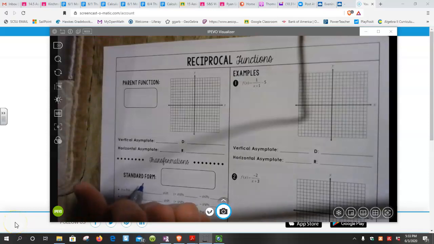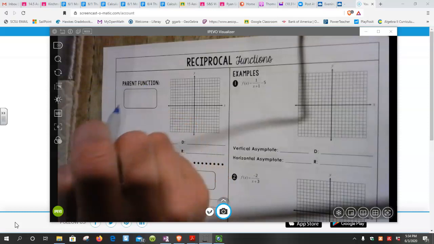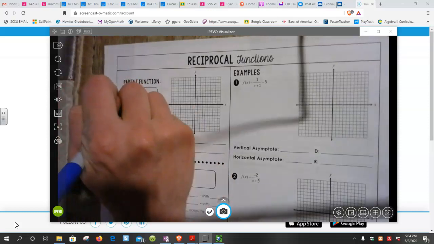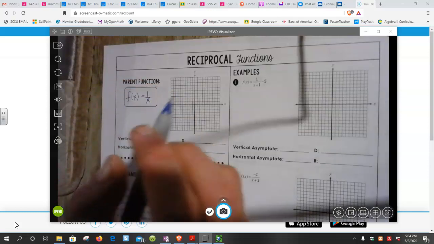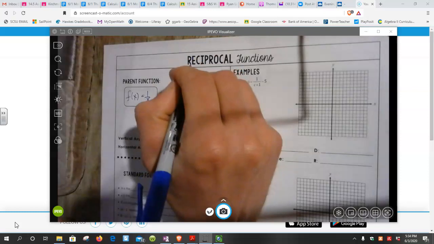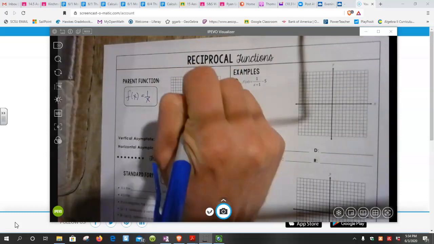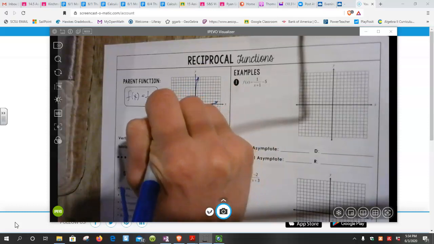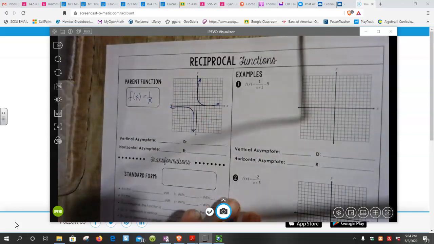Okay, now we're going to be reviewing graphing of reciprocal functions to get ready for our next summative. So we always consider the parent function. It's the general function before it gets translated or transformed. So this is a hyperbolic function, 1 over x. So there we go, we get 1 over x, that's our reciprocal function.